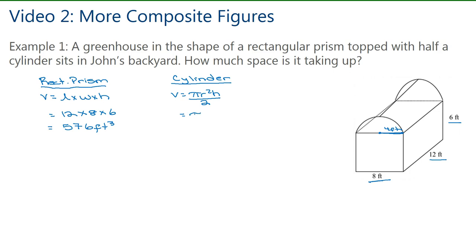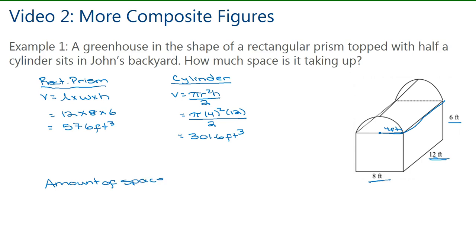So let's replace r with 4. Now the height of the cylinder is going to be 12 feet. So I'm going to multiply pi times 4 squared times 12, and then I'll divide that by 2. When I do that, I get 301.6 cubic feet.